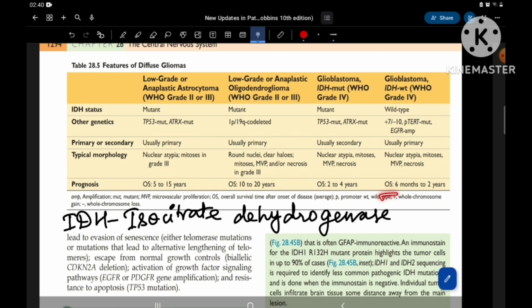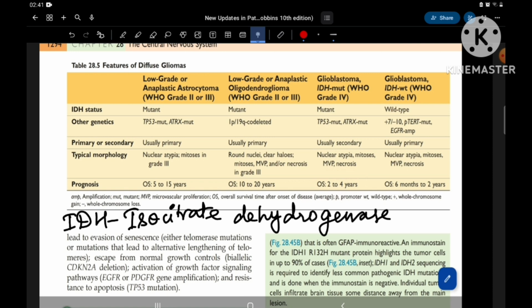But in the wild variety, you see from 6 months itself, 6 months itself is a challenge, right? Survival rate. So this IDH mutant variety has one good news, that it has a good survival rate compared to IDH wild variety. Yes, that is one important thing we have to note in this tabular column.